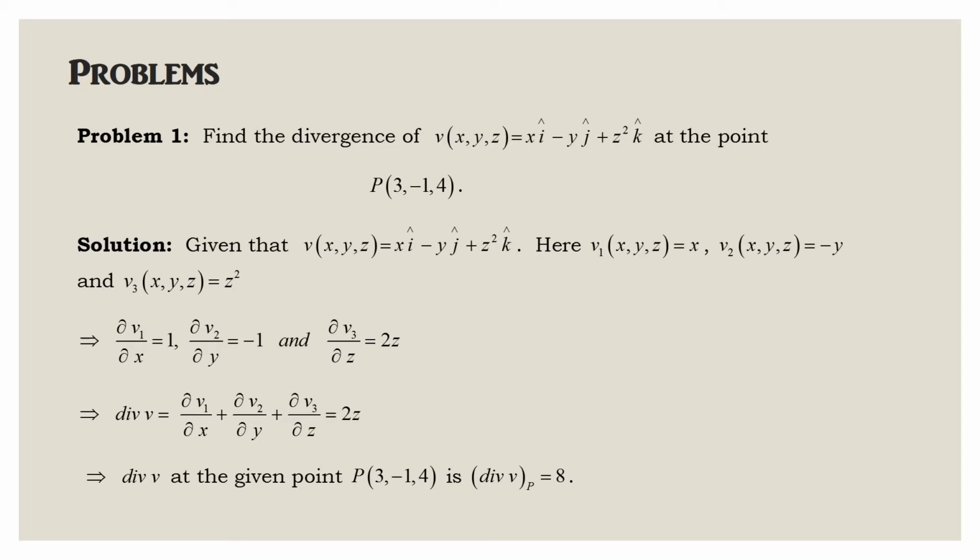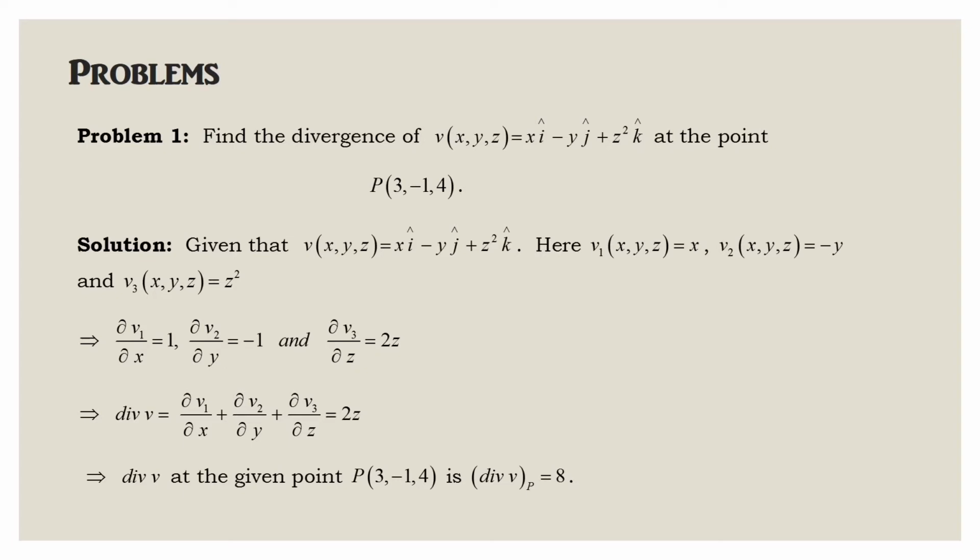We compute the three pieces ∂v1/∂x, ∂v2/∂y, and ∂v3/∂z to find out the divergence. In this example, ∂v1/∂x equals the partial derivative of x with respect to x, which equals 1. ∂v2/∂y equals the partial derivative of minus y with respect to y, which equals minus 1. ∂v3/∂z equals 2z.